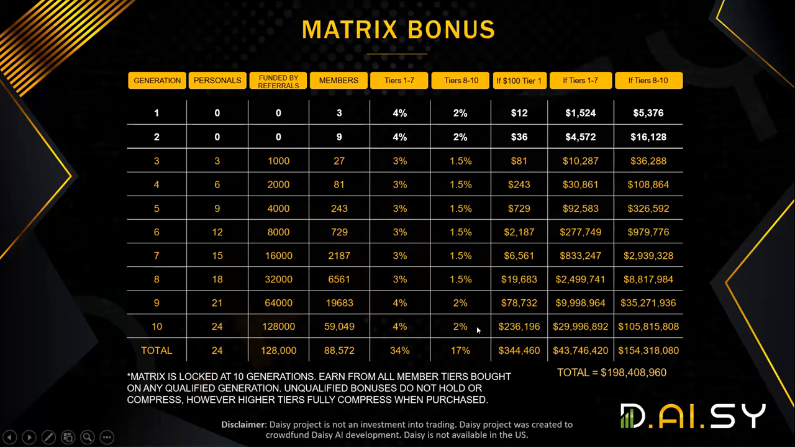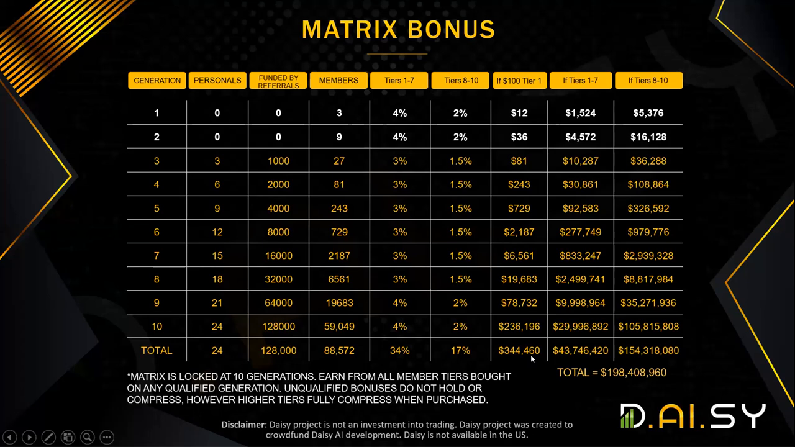Now, this is an example here. Let's say, for example, you buy only tier 1, which is $100. And now let's imagine your matrix is filled with people who all bought tier 1, so $100. On generation 1, you'll make $12, generation 2, $36, generation 3, $81, and so on all the way to here. And then to know exactly the total amount of money you'll be getting, you will have to add all these amounts up. So this is the total here, all right? They added this plus that plus this and so on. And this is the total.